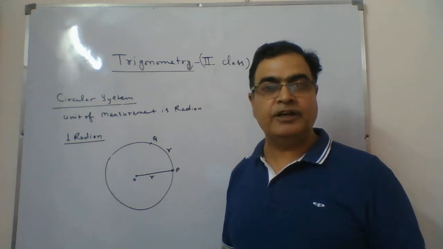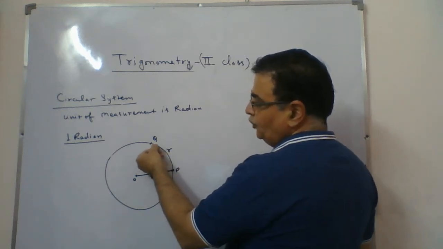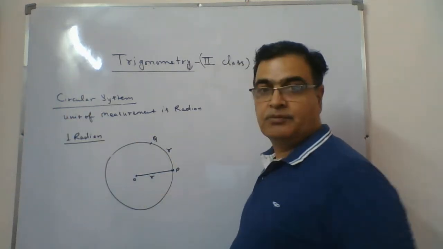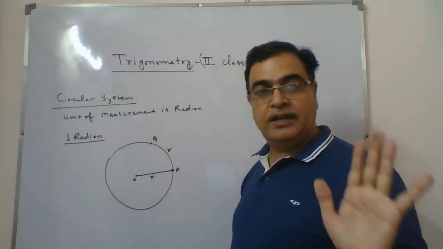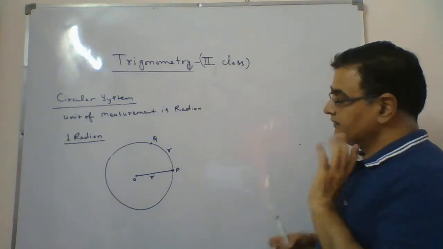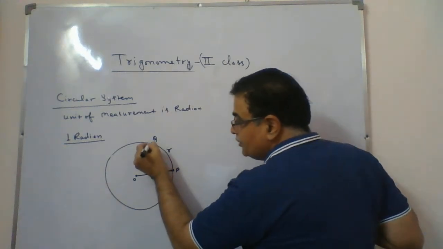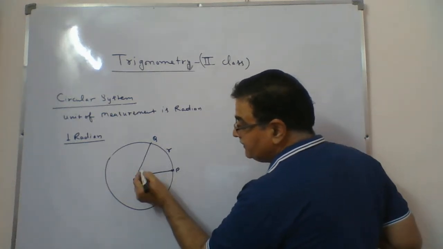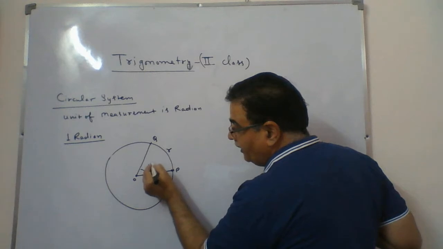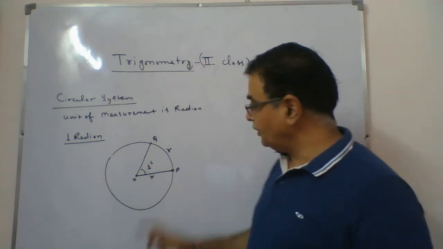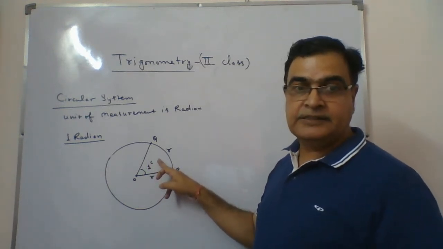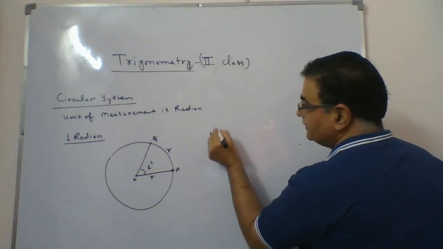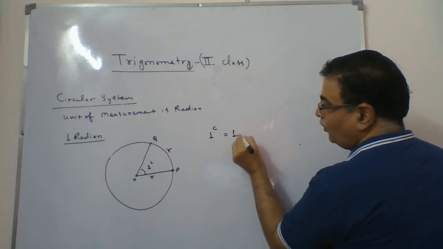And if you ask how you calculate the length, you take a thread and put it on this circumference, then straighten it and find out what this length comes to. That length must be the same as the radius of the circle. And then if I join O to Q, this angle is called 1 radian, denoted by 1 C. C stands for circular system. So it will be 1 C, or it is called 1 radian.